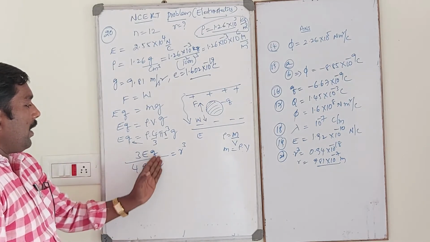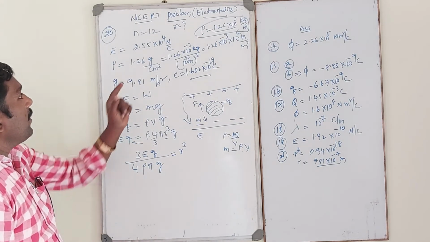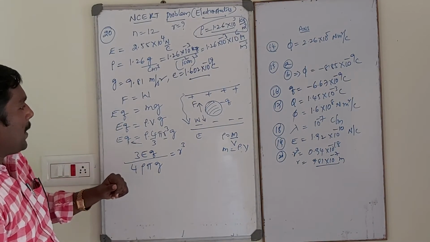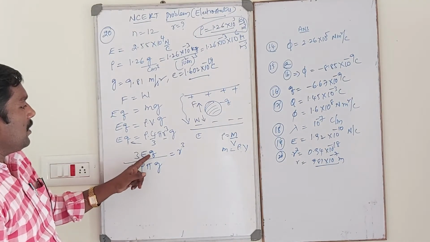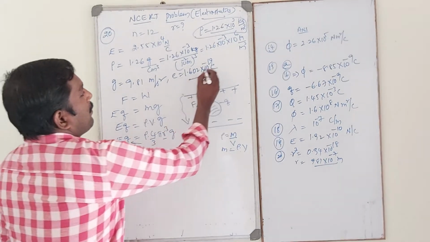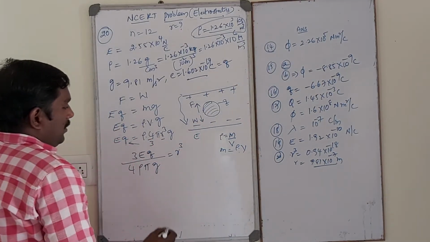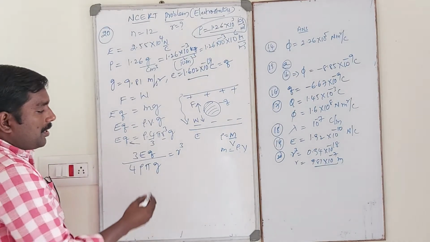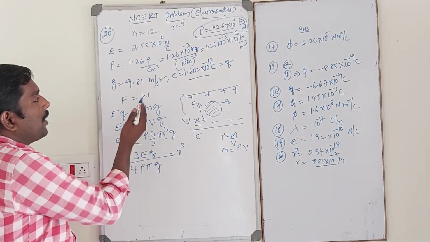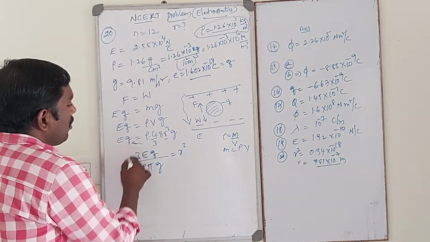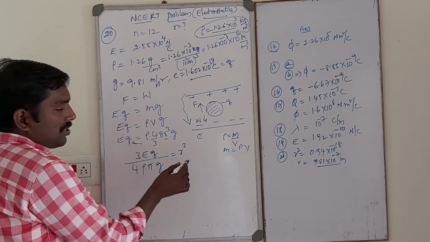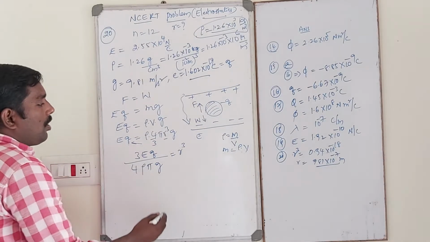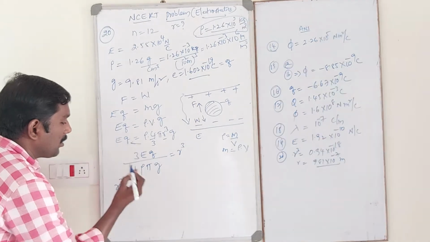So all the values are already given. See, electric field is also given. Q is the charge. What is the charge? Charge of the electron is nothing but 1.6. This is also given. Rho is already given. Pi is a constant 3.142. g value is already given, 9.81. Okay, substituting all the above values in this equation, then we will get the radius of the oil drop.